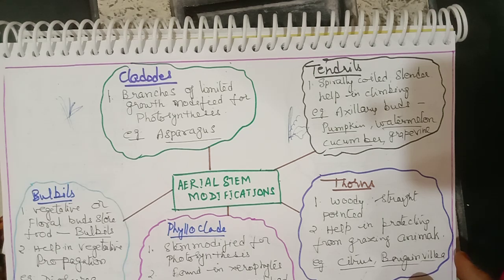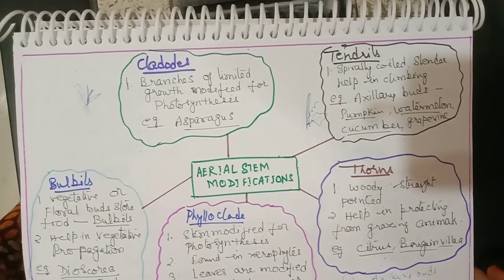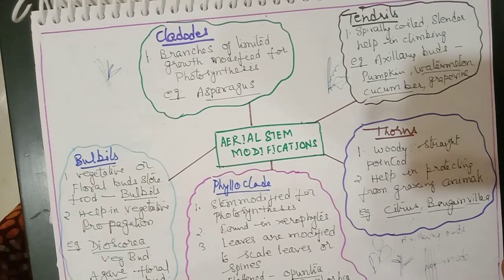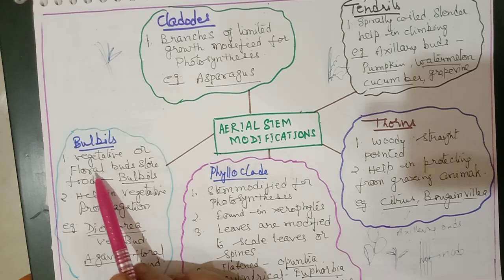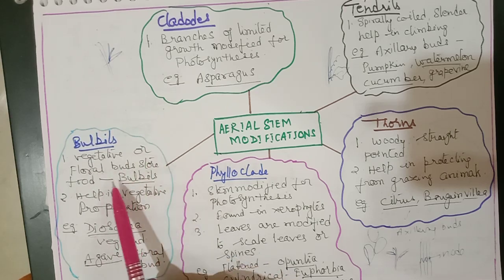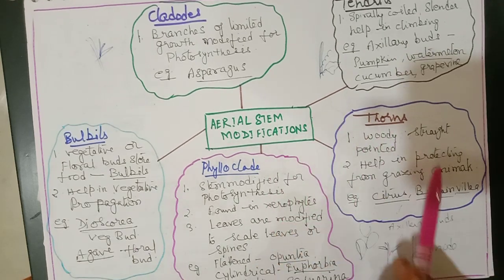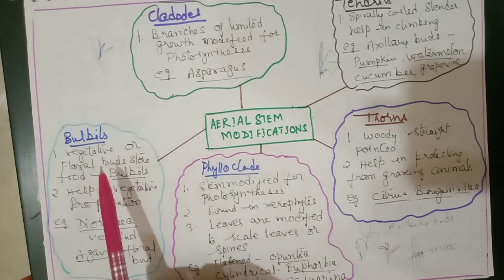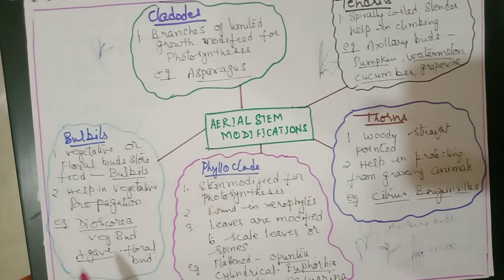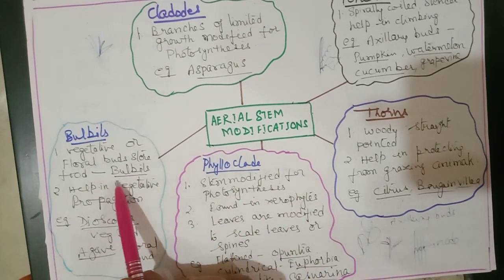We also know asparagus shows a root modification also. Now lastly, in aerial stem modifications, bulbils. Bulbils are the only aerial stem modifications which are involved in vegetative propagation. We have not found any other aerial stem modification involved in vegetative propagation. Here either a vegetative or a floral bud can be involved in bulbils.